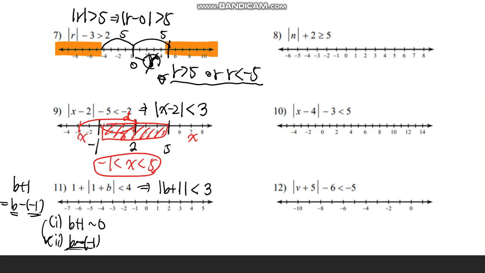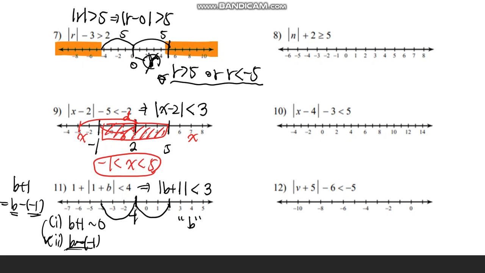So what it's saying is that the distance between b and negative 1 is less than 3. Now, going to the right side of negative 1 for 3 units, and going to the negative side of negative 1 for 3 units. Then we need to decide where our B should go.